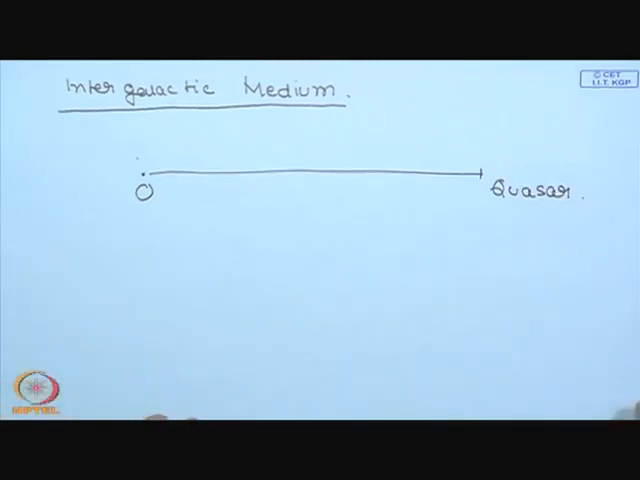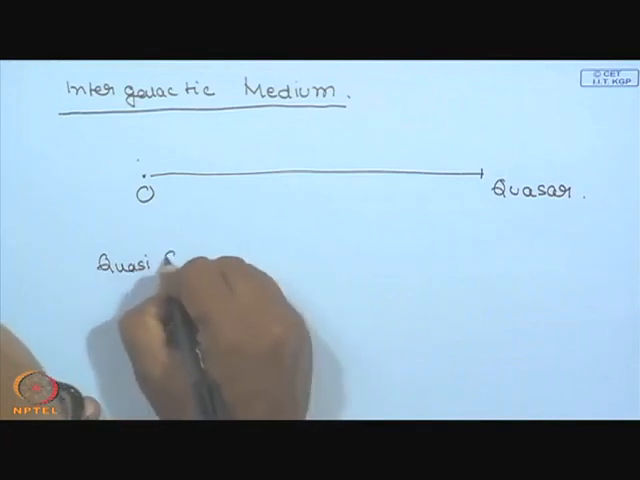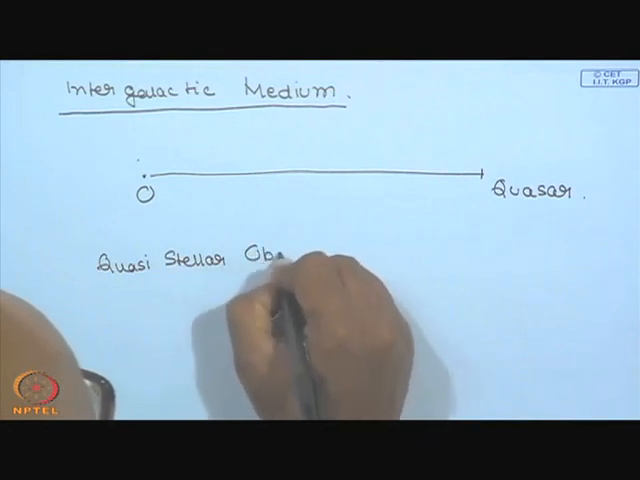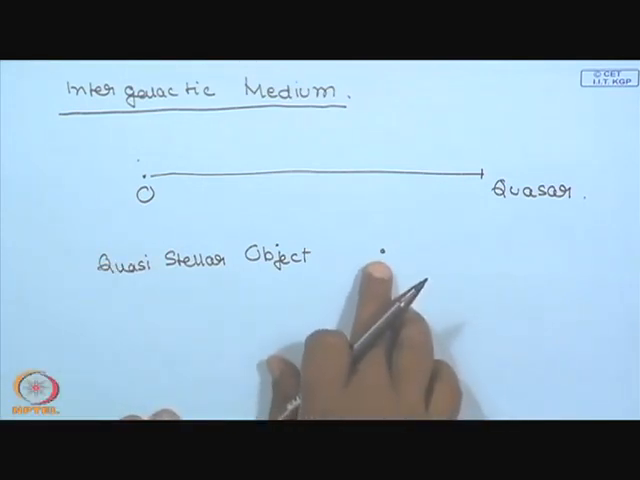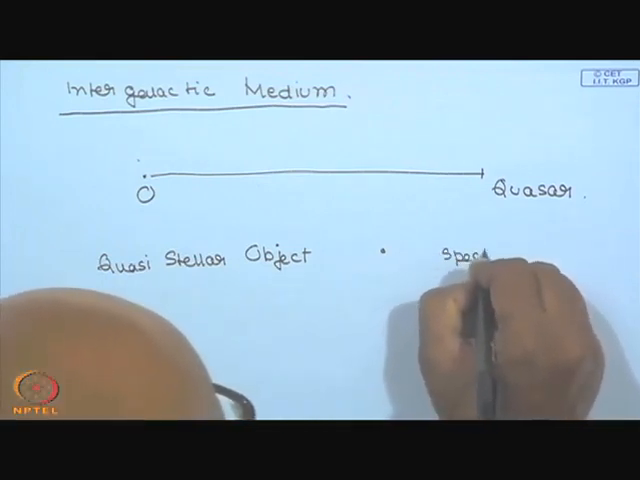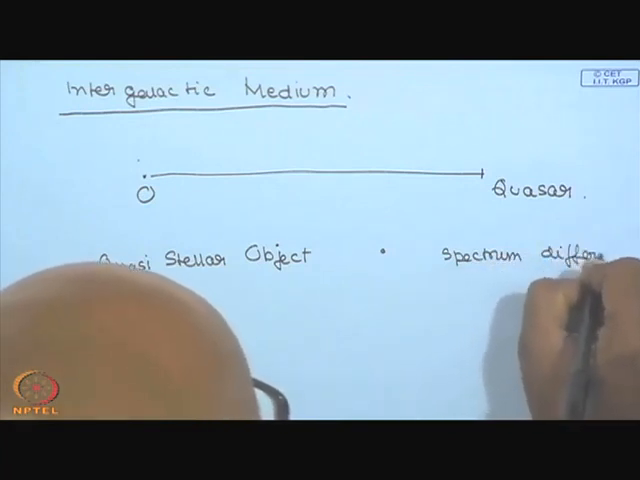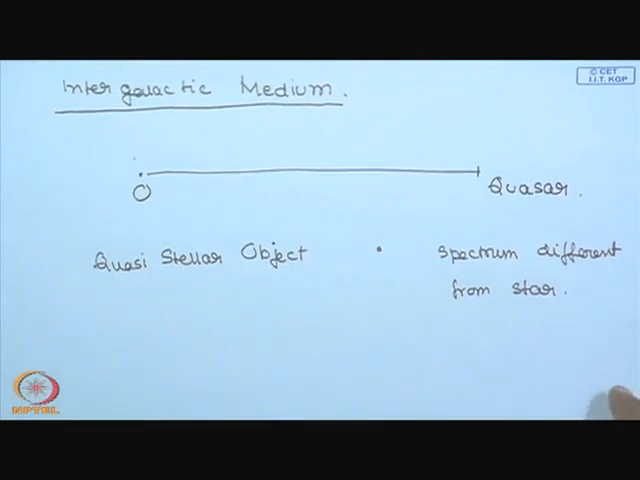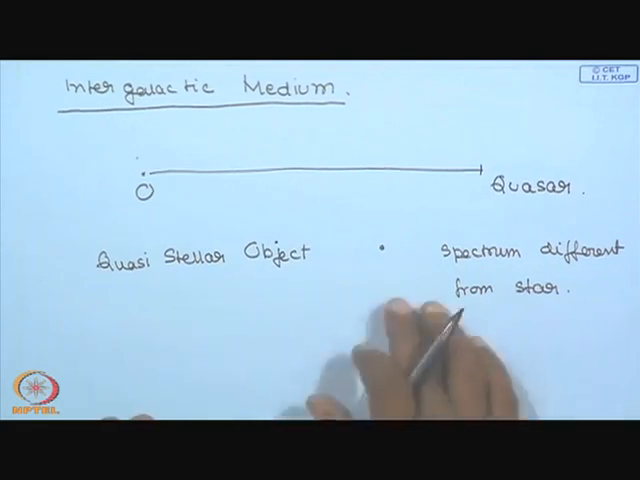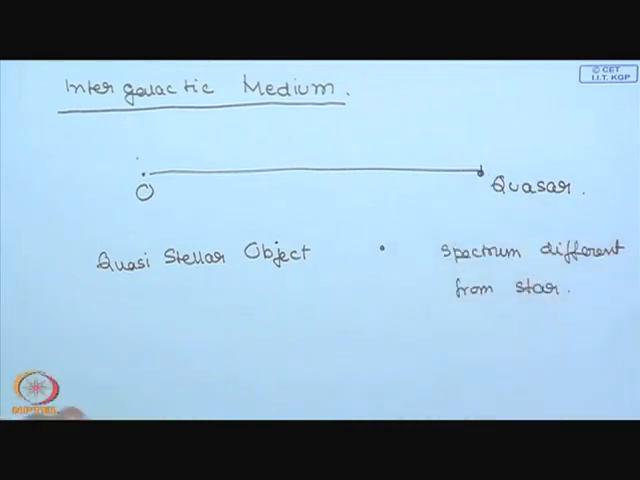Let me briefly touch upon what a quasar is. A quasar is a very bright object which looks very much like a star. It is a quasi-stellar object, that's how the name quasar comes. It is extremely small and occupies a very small angle in the sky. But the spectrum of a quasar is quite different from a star. The light from a star is well described by a black body spectrum with absorption lines. On the contrary, a quasar has a power law spectrum with emission lines and absorption lines.